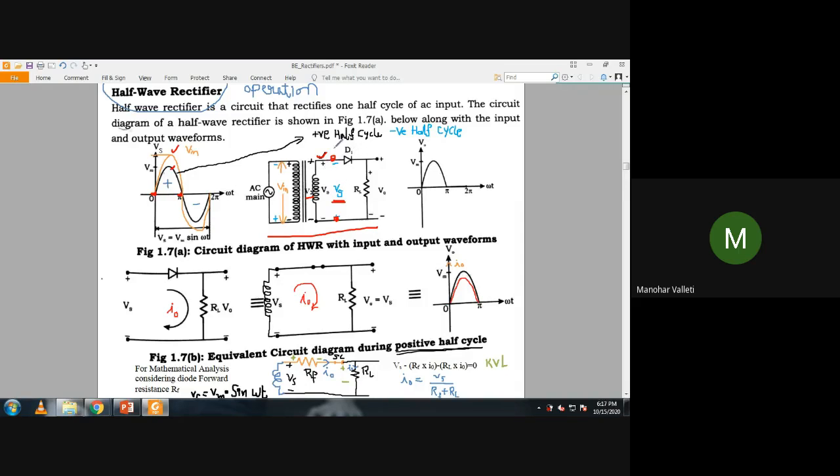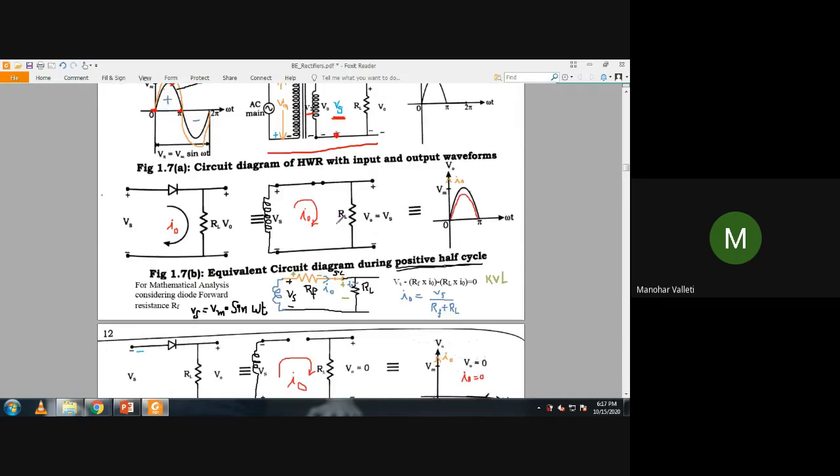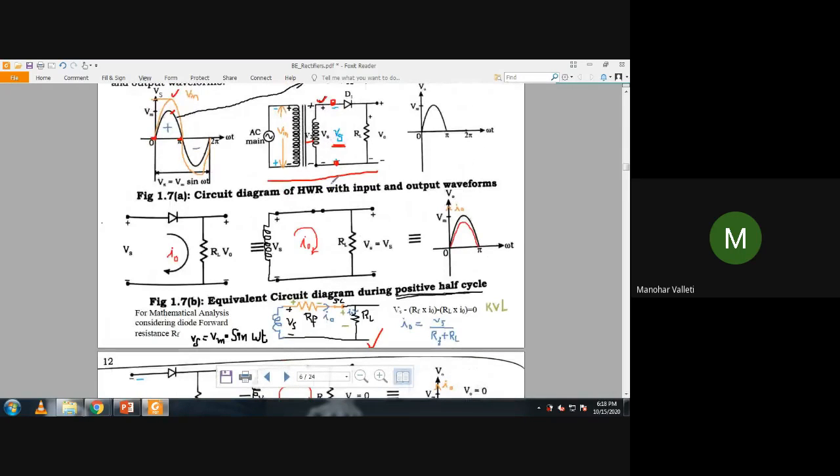Now the plus is applied to the anode of your diode, so diode D1 becomes forward biased. Once the diode is forward biased, the equivalent circuit is shown here.